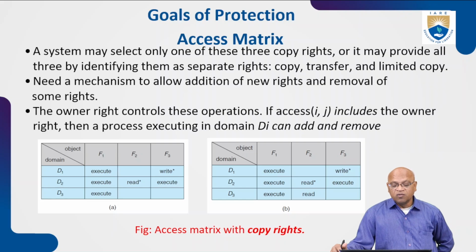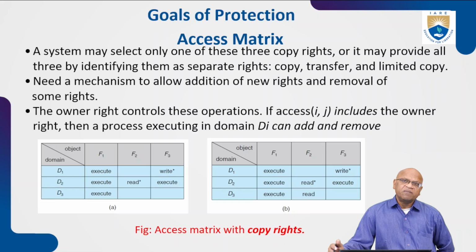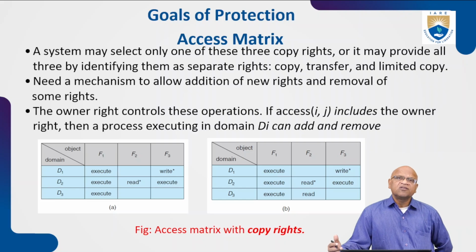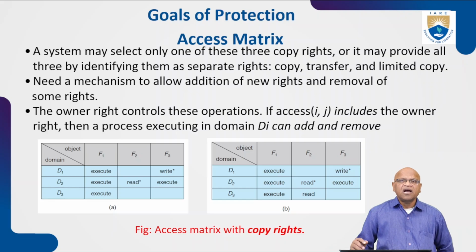We need a mechanism to allow addition of new rights and removal of some rights. So we can give the file permissions. In the same way, we can give the permissions. We can write the permissions. So we need a mechanism to allow addition of new rights and removal of some rights. The owner right controls these operations. If access(i, j) includes the owner right, then a process executing in domain Di can add and remove rights.